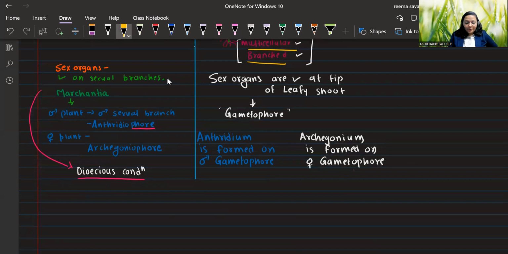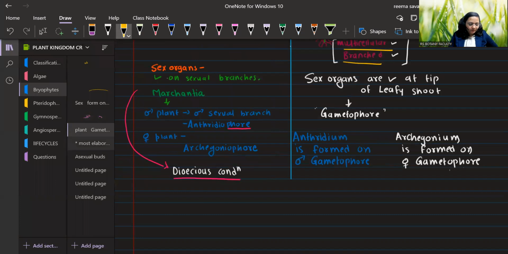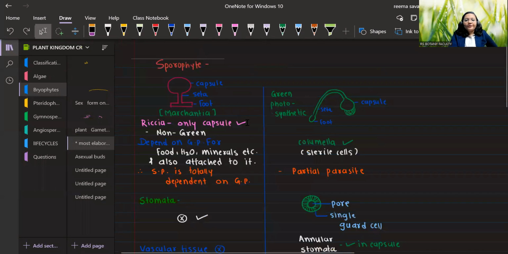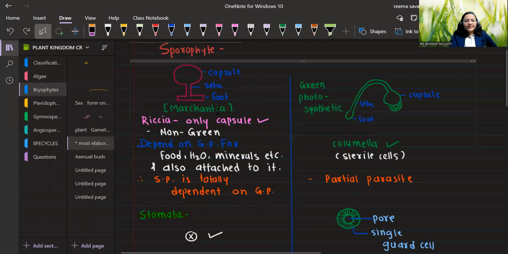Now, in case of Funaria, sex organs are present at the tip of the leafy shoot, that is the gametophore. Antheridium is formed on the male gametophore, and archegonium will form on the female gametophore. Now, sporophyte. In both cases, in liverworts, sporophyte will have capsule, seta and foot, and here also capsule, seta and foot. But Riccia will have only capsule.